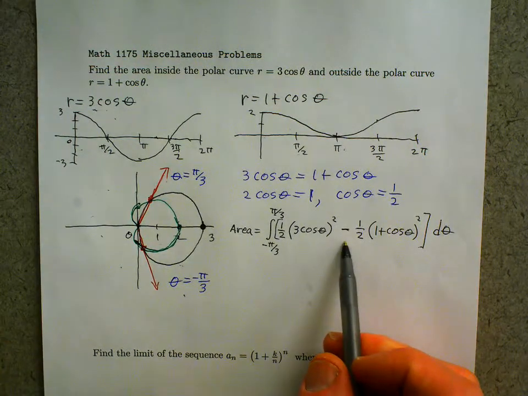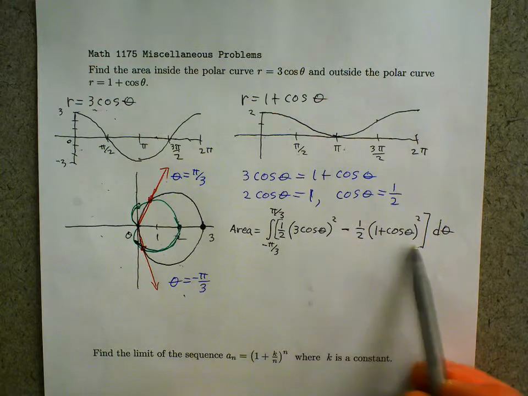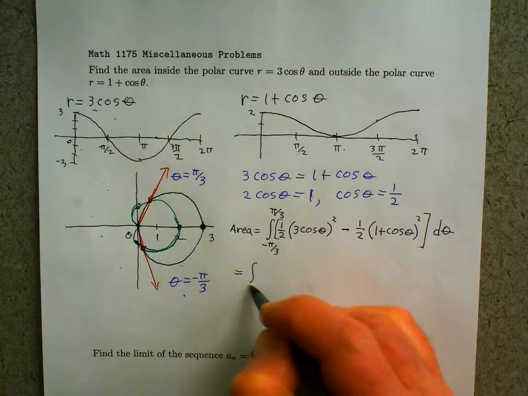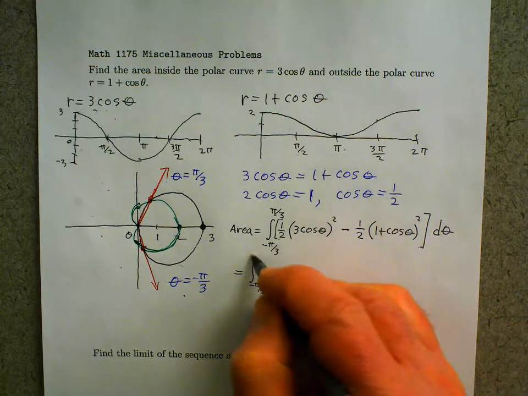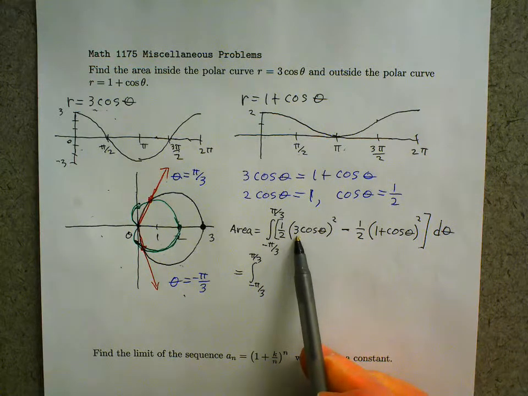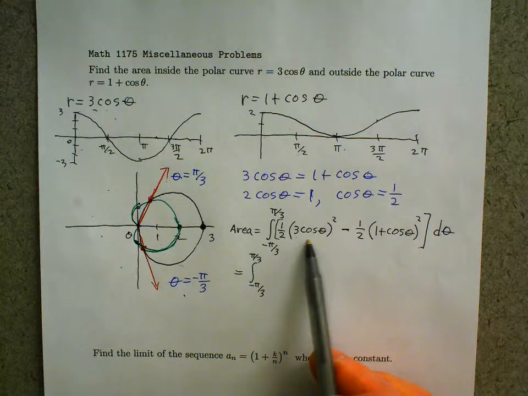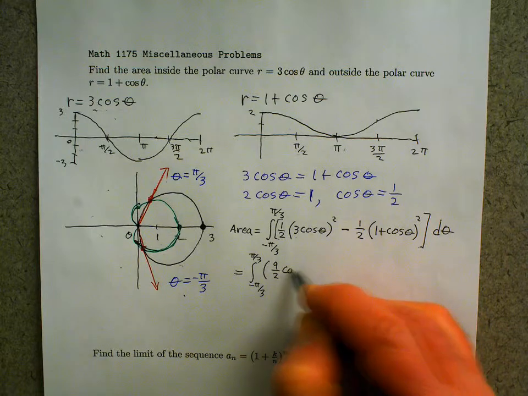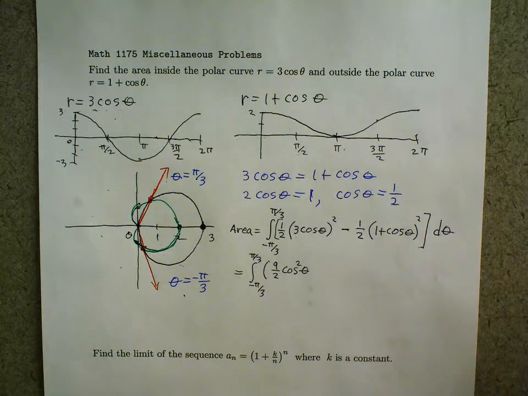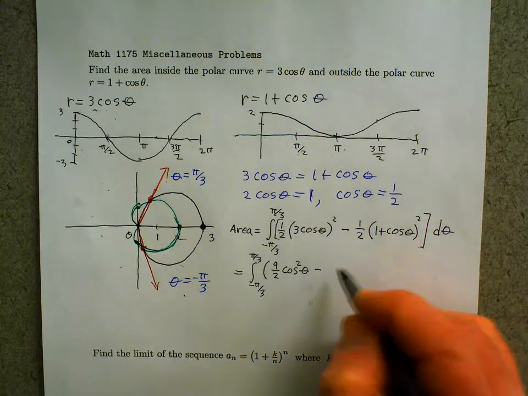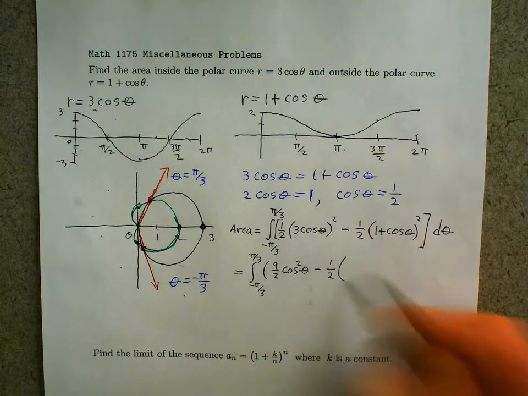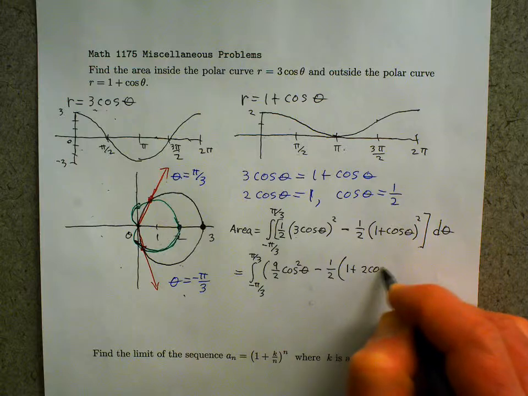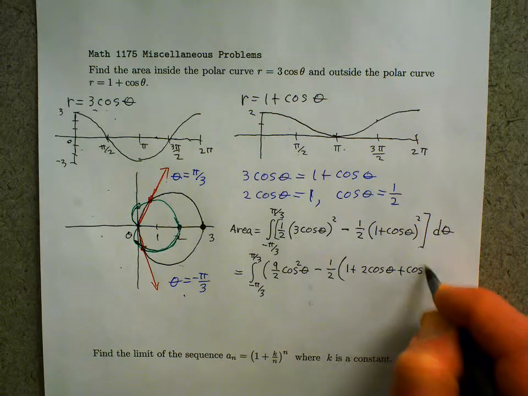Okay, so I'll just take this a couple of steps further. You've seen integrals like this before, but we'll do a little bit more arithmetic. When we square 3 times cosine of theta, we get 9 cosine squared of theta, so we'll multiply that by 1/2. So we get 9/2 times cosine squared of theta. And then we're going to subtract 1/2 times the quantity 1 plus cosine of theta squared, which is 1 plus 2 times cosine of theta plus cosine squared of theta.